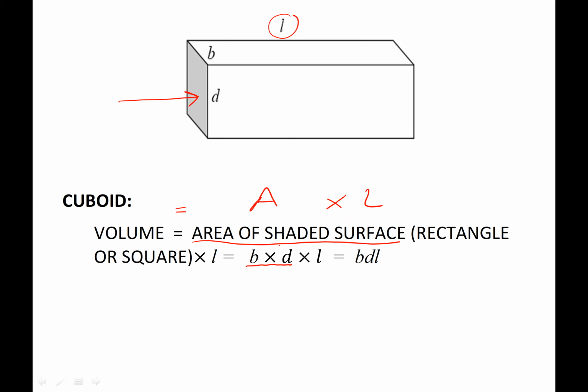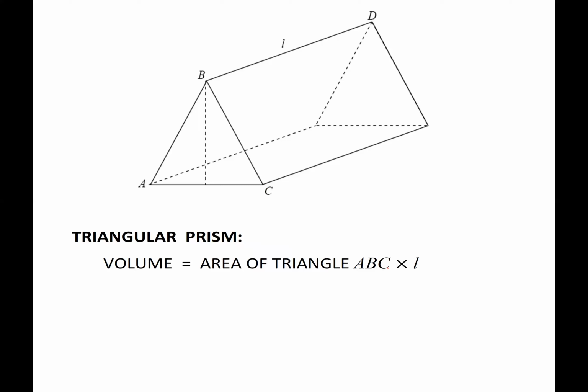And then when you get the area A of the shaded surface, which is this calculation here, we simply multiply it by L, which is the length perpendicular to it. So the volume of the cuboid is BDL. So it's a very simple thing, nothing too difficult. Just remember it's cross-sectional area times length perpendicular, and we could calculate.